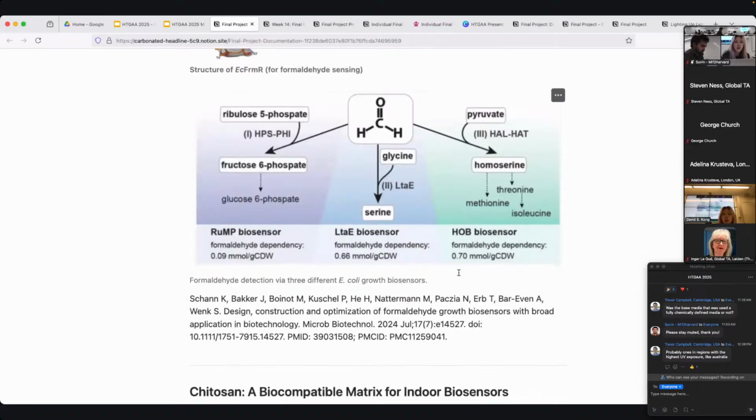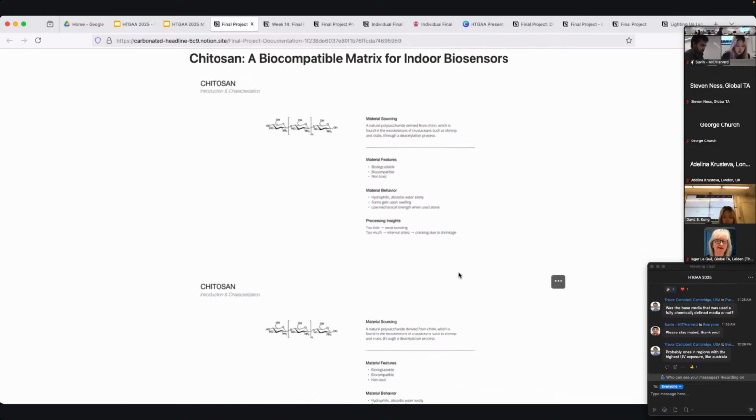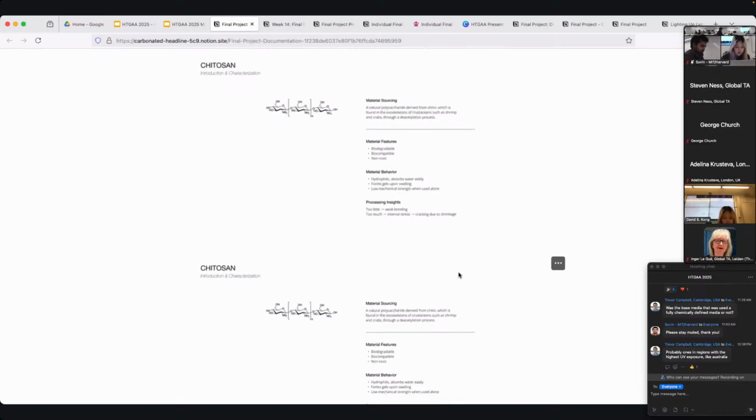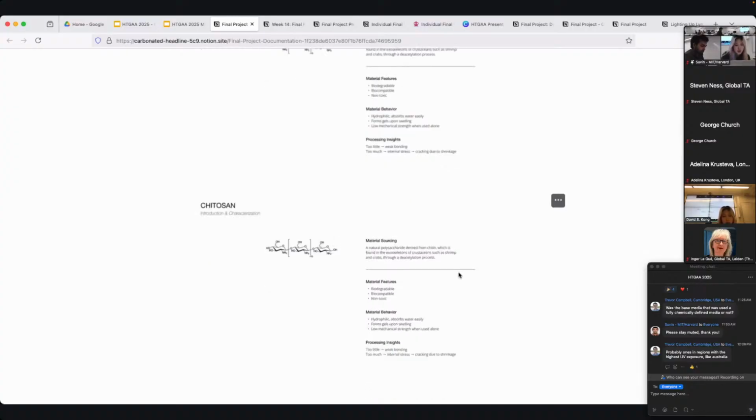coli growth in biosensors. And at the same time, I'm also testing the form of biosensors with chitosan, a natural polysaccharide derived from chitin, which offers a biodegradable, non-toxic, and film-forming material ideal for biological sensing platforms. Its excellent biocompatibility and film-forming properties make it suitable for immobilizing living cells or enzymes, thus creating stable and passive biosensor platforms.